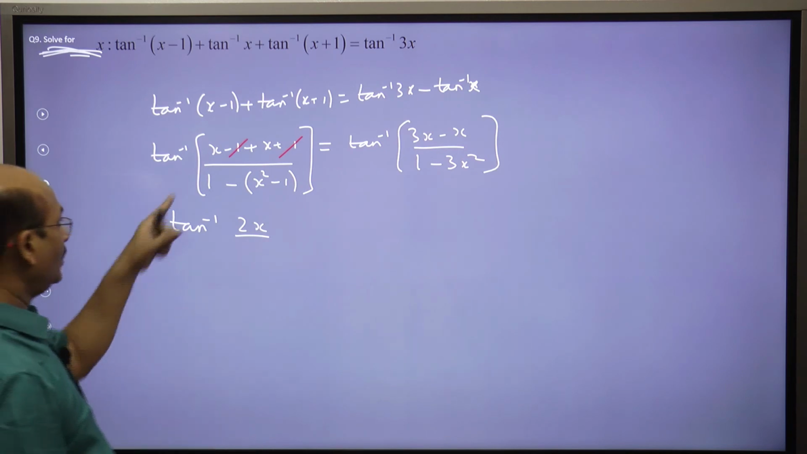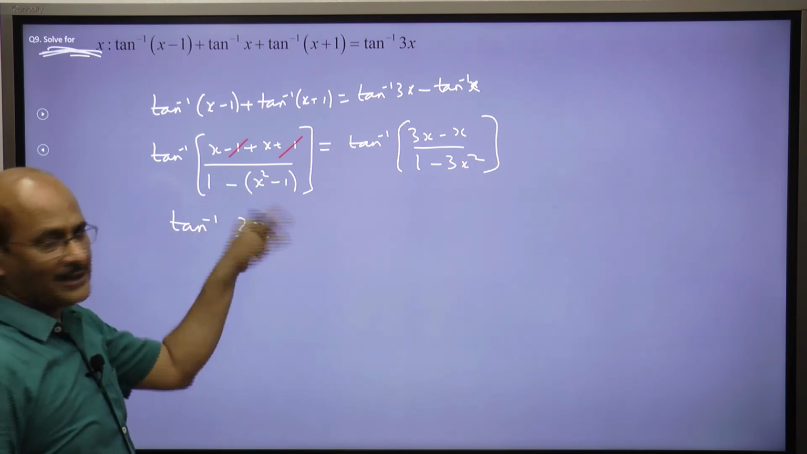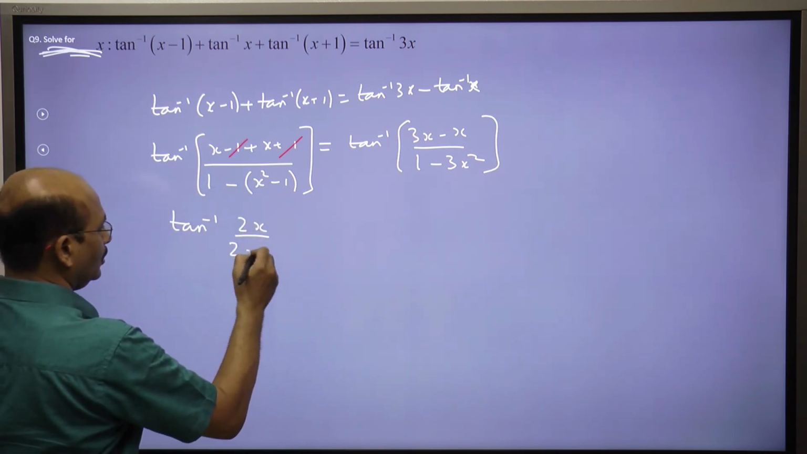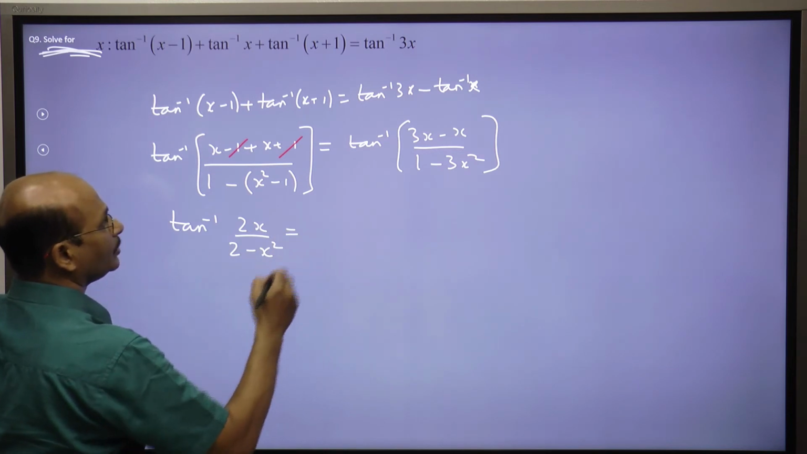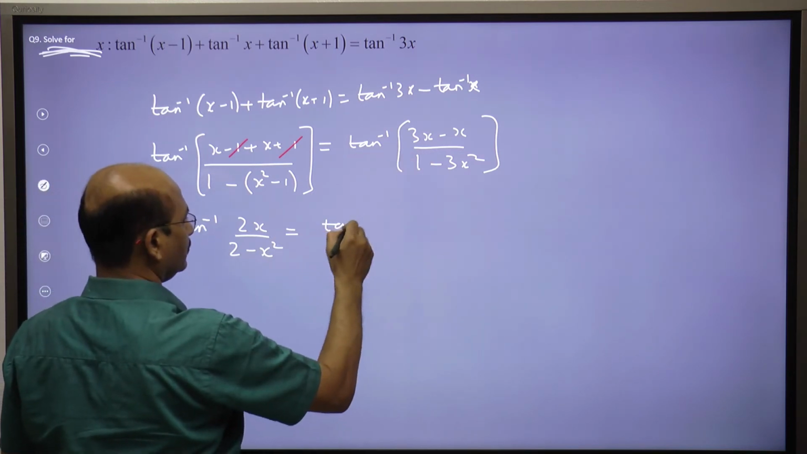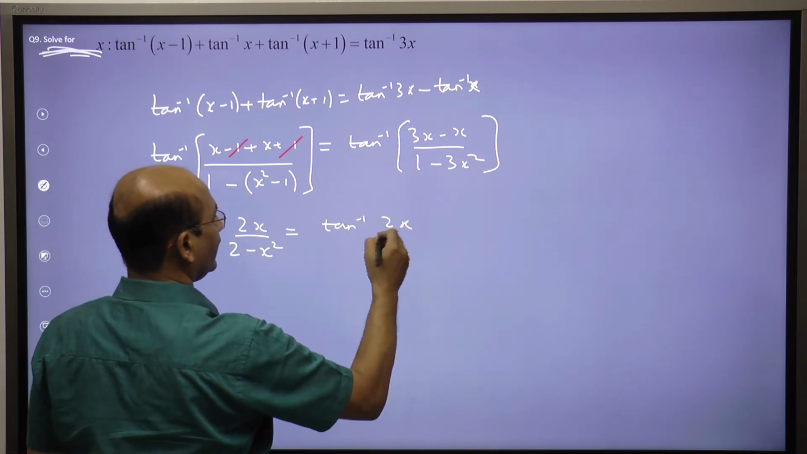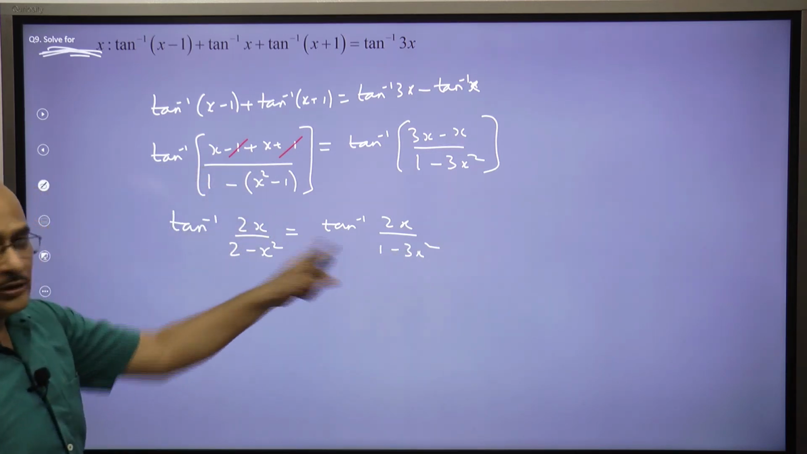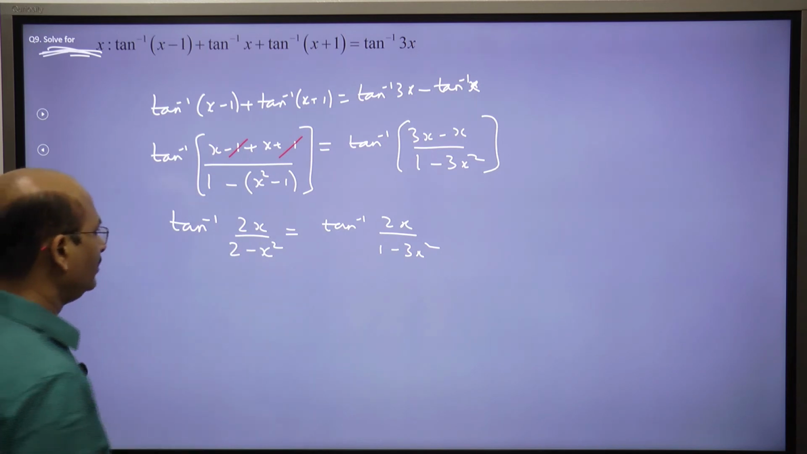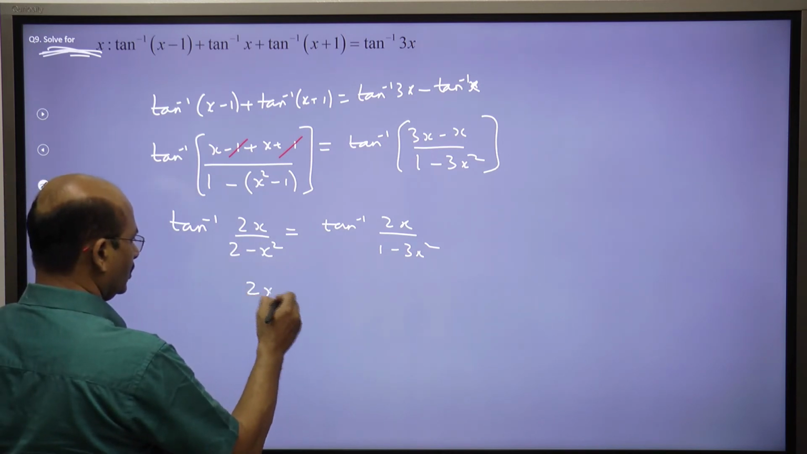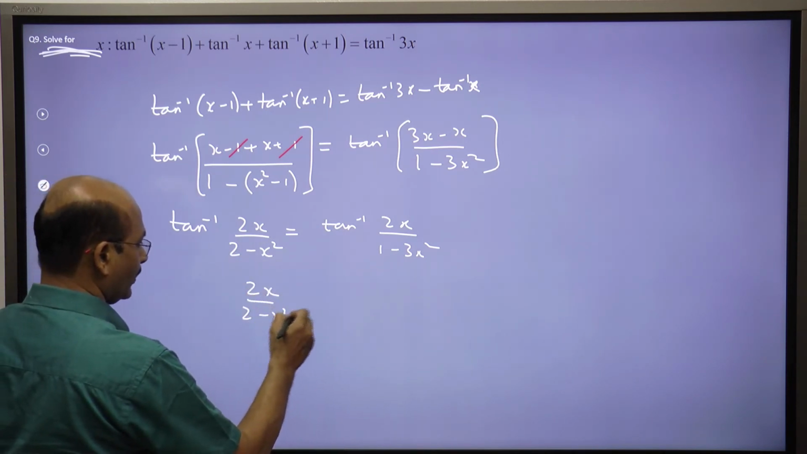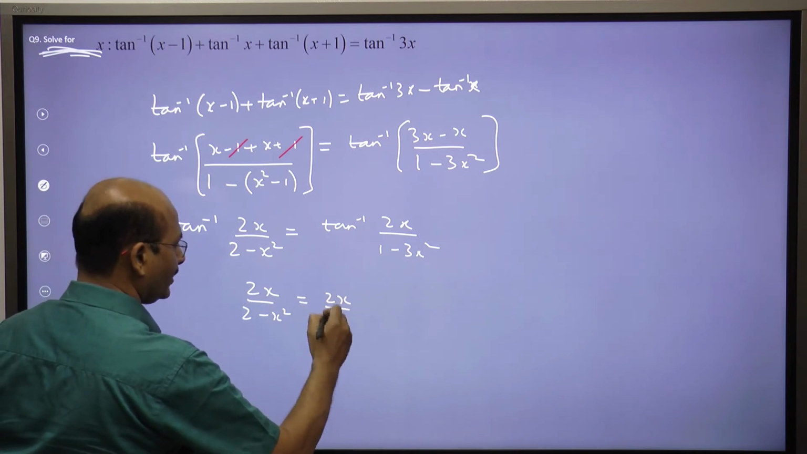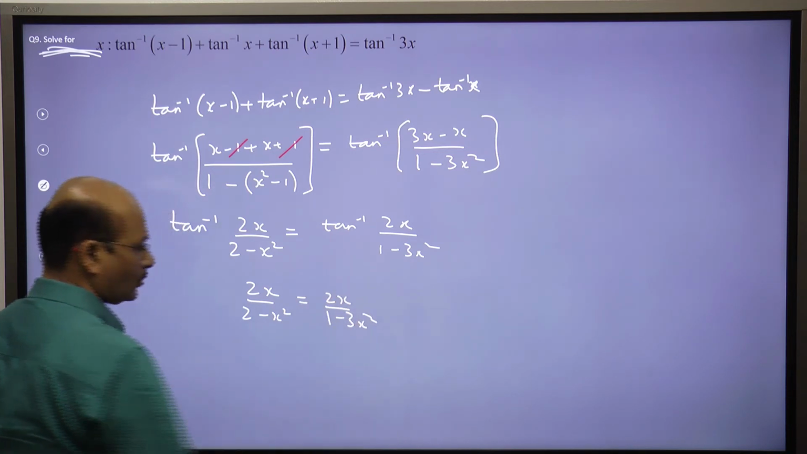Now see what is happening. 1 minus of minus 1 is plus 1, so 1 plus 1 is 2, minus x square, is equal to tan inverse 2x upon 1 minus 3x square. So as it is, don't cancel this tan inverse, equating you can get 2x upon 2 minus x square is equal to 2x upon 1 minus 3x square.